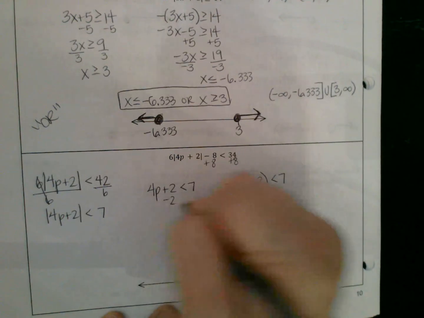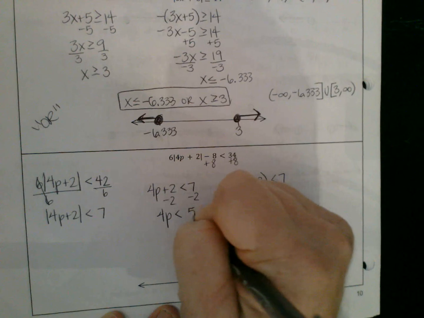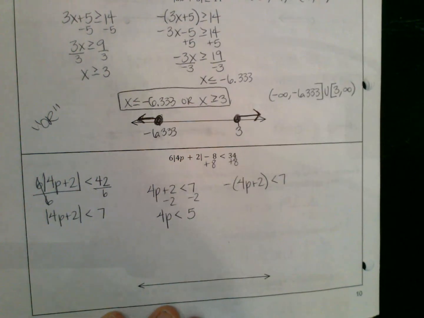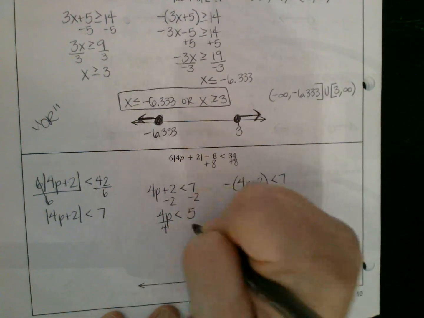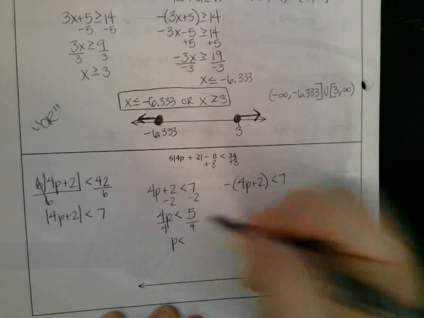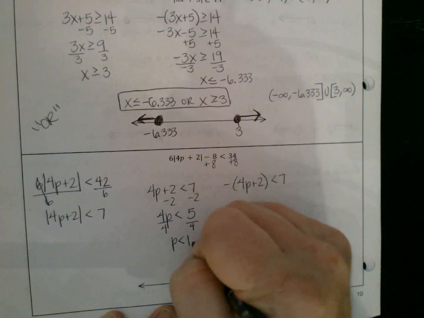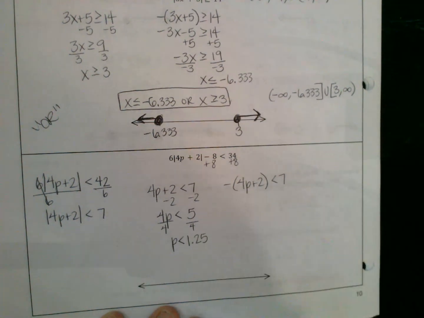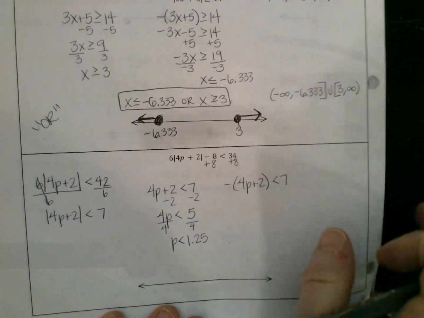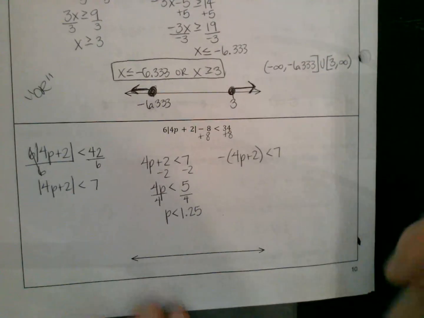Okay, so I'm going to subtract 2. 4p is less than 5. And then I'm going to divide by 4. P is less than 5 divided by 4, which is 1.25. Okay. Hopefully you're using your calculator if you need it on those.